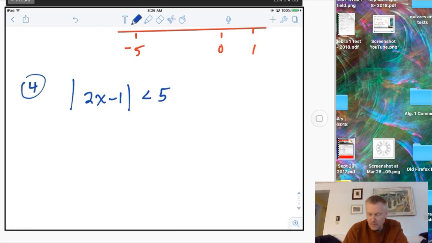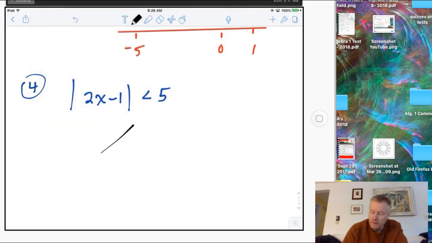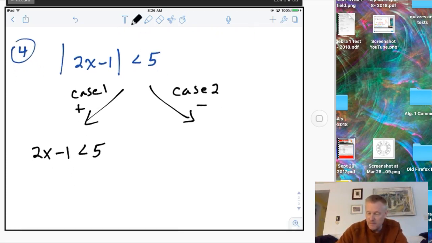Okay, so this one, when I have an absolute value and an inequality, I've already got the absolute value and what's inside of it alone, so I'm going to go straight to case 1 and case 2, okay? So case 1 is the plus, case 2 is the negative. All right, now what I get is 2x minus 1 is less than 5. There's the positive, that one's easy, stays the same. The negative is going to be a little different than what you'd think.